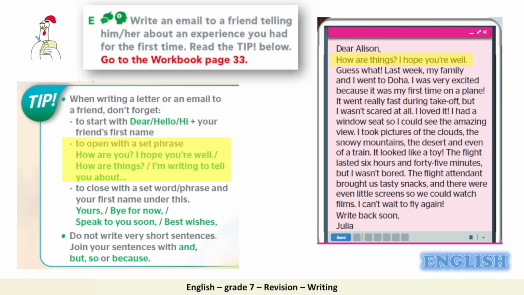Then you need to open with a set phrase. So you could write, how are you? I hope you're well. Or how are things? Or I'm writing to tell you about. Don't forget, dear students, you shouldn't write them all.